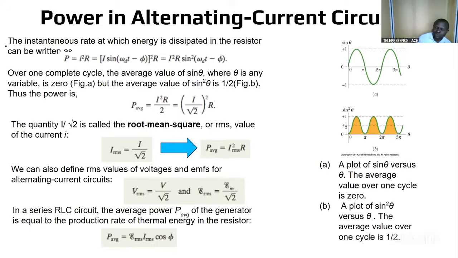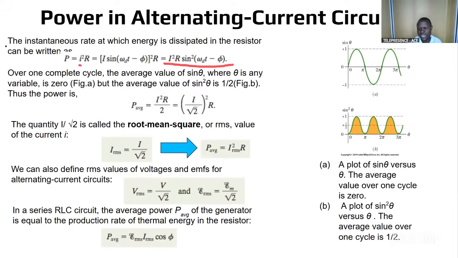In an electrical circuit, power is equal to I squared R, that is the square of the current multiplied by the resistance. From the previous equations, from equation 18, if you recall, I is equal to I sin(omega D t minus phi). If you take the square of it and substitute it here, we have I sin(omega D t minus phi) raised to power 2. If you remove the bracket and rearrange, we have I squared R sine squared (omega D t minus phi).